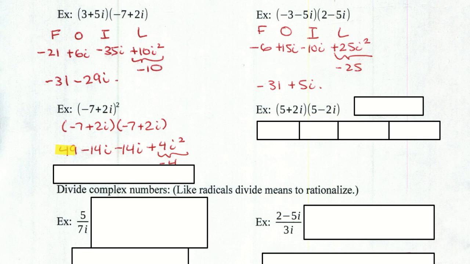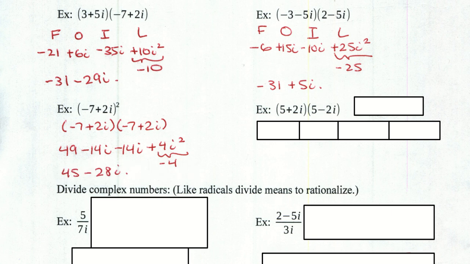The positive 49 comes from negative 7 times negative 7. The outer terms are a negative 7 times a positive 2i. The exact same thing, but now they're the inner pair. And last but not least, a positive times a positive is a positive. 2 times 2 is 4. i times i is i squared. And just like before, the negative sign comes from the i squared. i squared is a factor of negative 1.